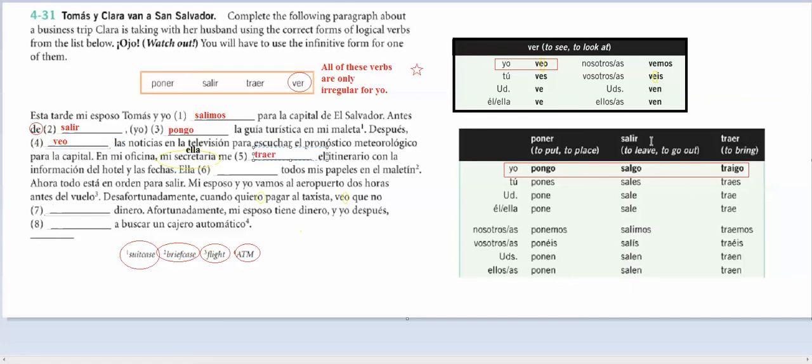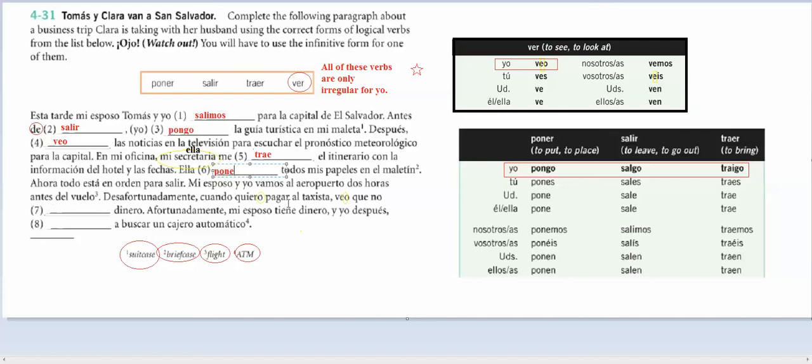So if we're doing traer for ella, you find ella over here, traer, trae. Ella blank todos mis papeles en el maletín. She's going to what all the papers in the briefcase? I'm sorry, the other one was a suitcase. In the briefcase, she's going to put them all there, right? Poner, and if it's she who's putting them all there, then it's going to be pone. Ella pone todos mis papeles en el maletín. Ahora todo está en orden para salir. Mi esposo y yo vamos al aeropuerto 2 horas antes del vuelo. So we're going to go 2 hours before the flight.